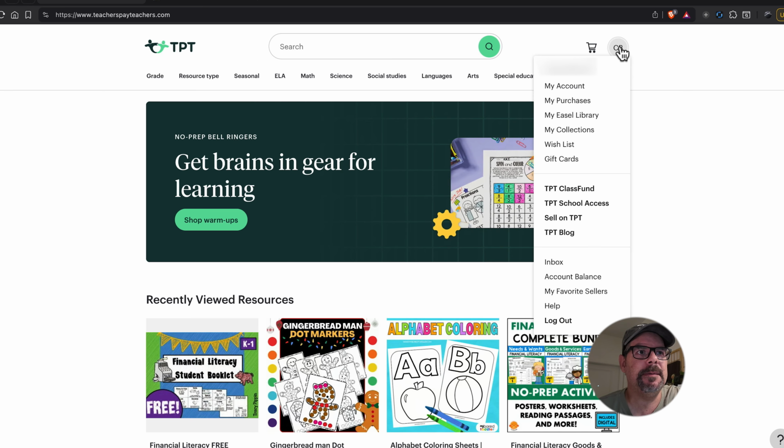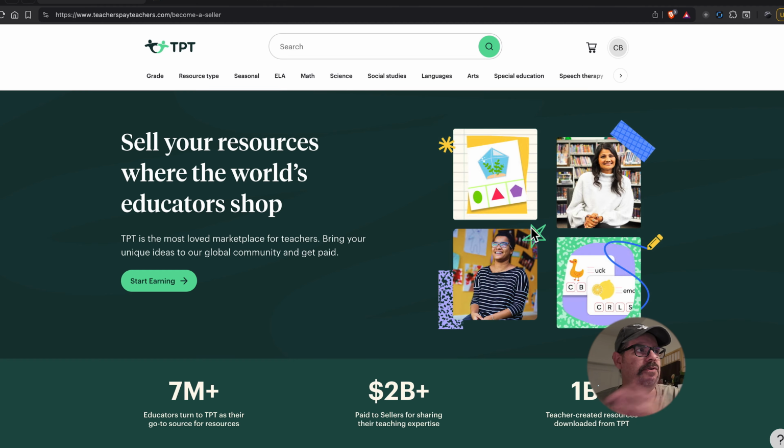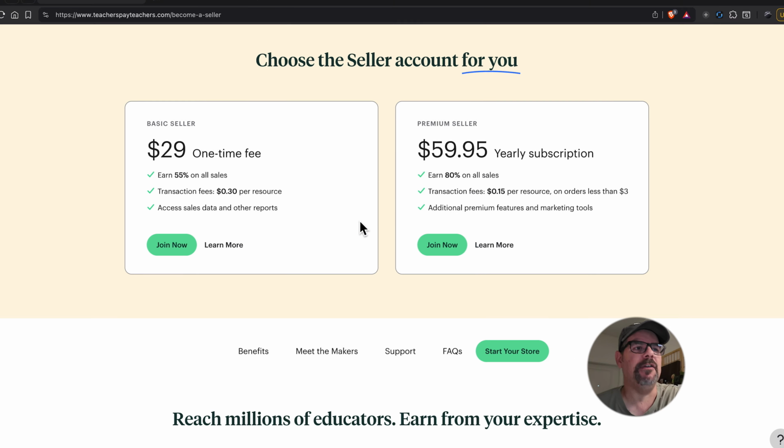In the top right hand corner, there we go, Sell on TPT right here. We're going to click that. And it takes you to the Become a Seller page, Start Earning, and here is the moment of truth, right? It is the payment structure. Teachers Pay Teachers is not free by any means, and their setup is kind of on a scale system, right? So you have a $29 one-time fee to be able to sell, but you only earn 55% of all sales, and there's a 30-cent per resource transaction fee.